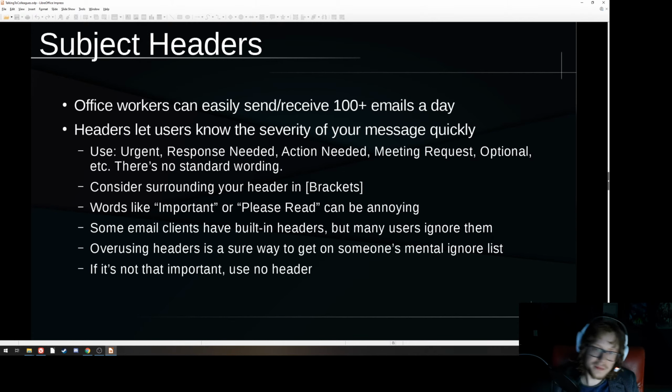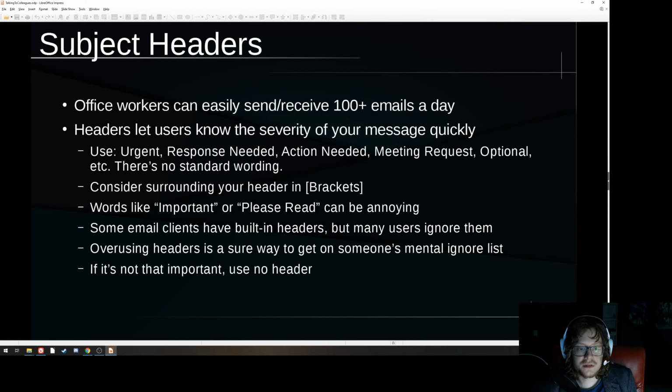If you want to make a meeting request, that's a good thing to include. If your email is just informative and it's something like office Christmas party or whatever, it's nice to include optional so that people who are busy can ignore it until they are less busy. There's no standard wording, but those are some of the common ones. Consider surrounding your header in square brackets so that people know it's a header.